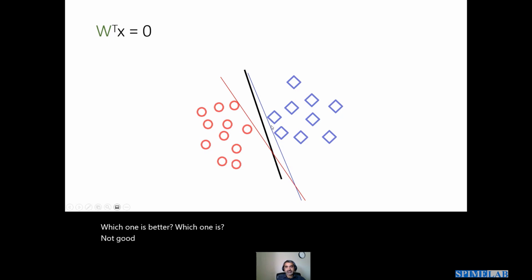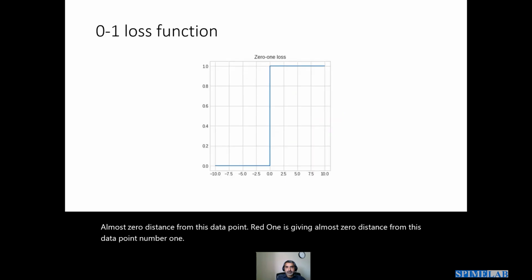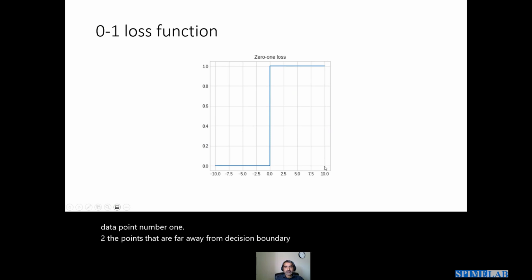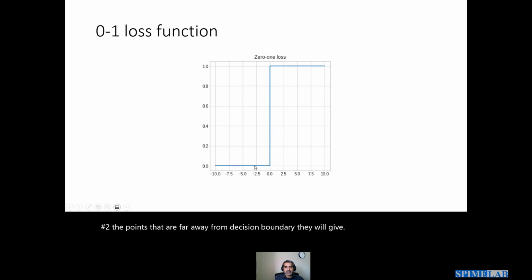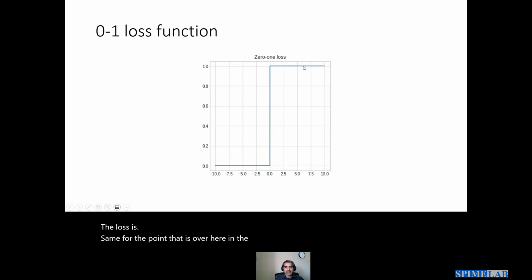Apparently, the blue one is giving almost zero distance from this data point. The red one is giving almost zero distance from this data point. Number two, the points that are far away from the decision boundary, the loss is the same for the point that is over here and the point that is over here.